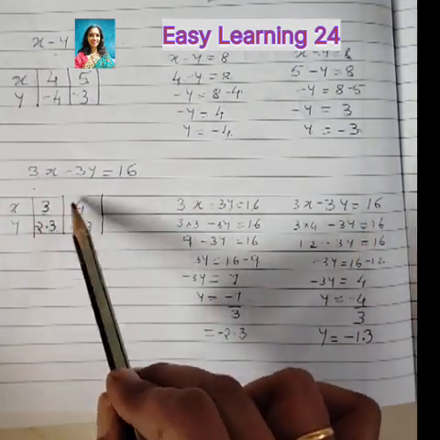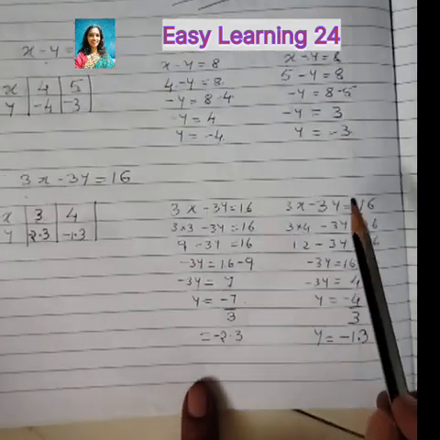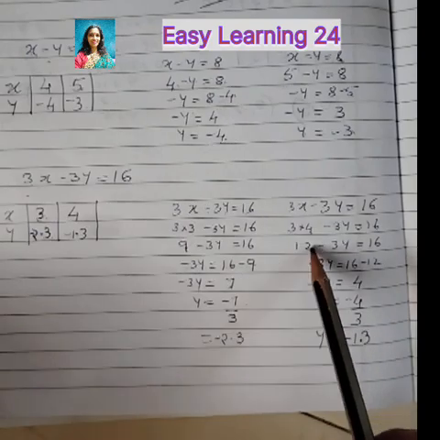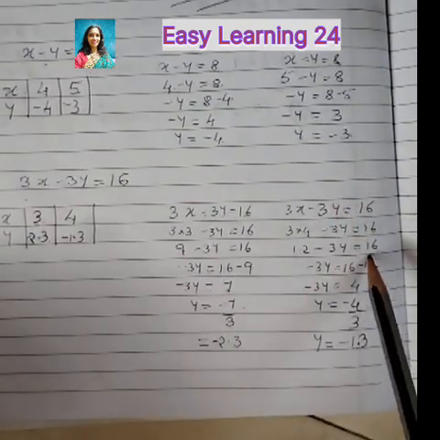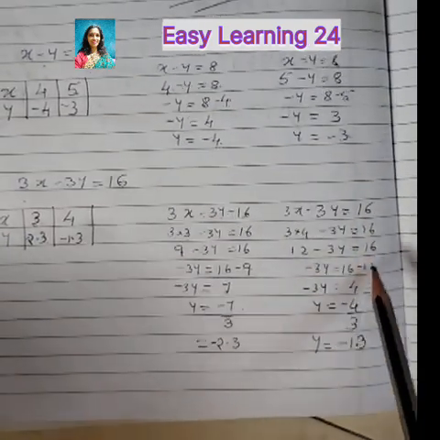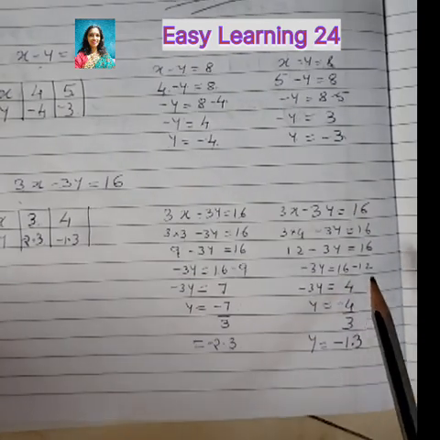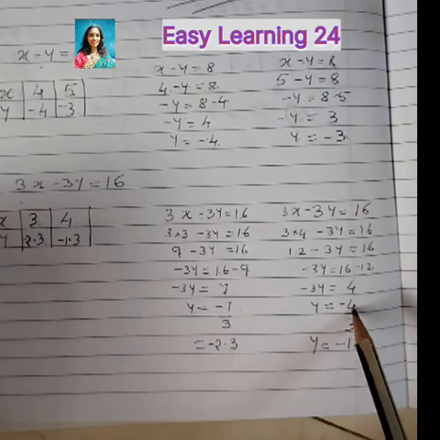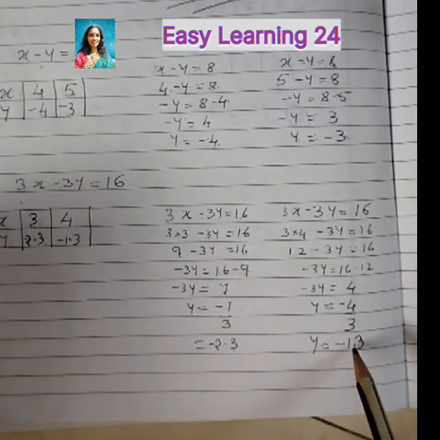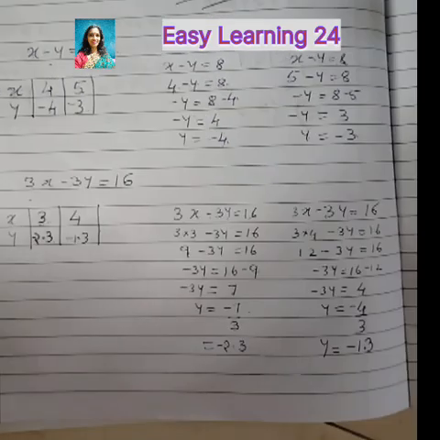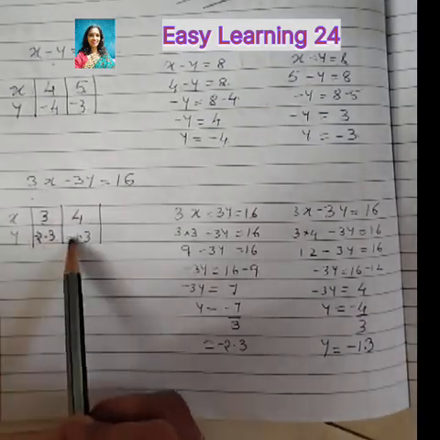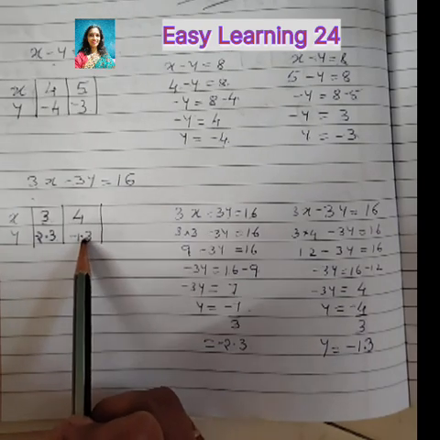Similarly, I have taken the x value as 4. Now when the x value is 4, 3 4s are 12, minus 3y is equal to 16 minus 12. 16 minus 12 is 4. Minus 3y is equal to 4, y is equal to minus 4 upon 3, that comes to 1.3. So y is equal to minus 1.3. When the x value is 4, the y value is minus 1.3.